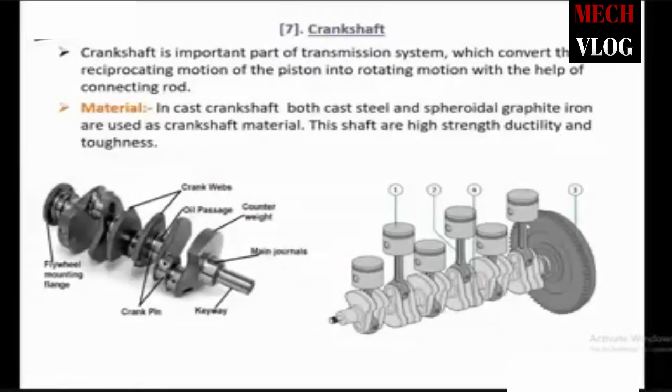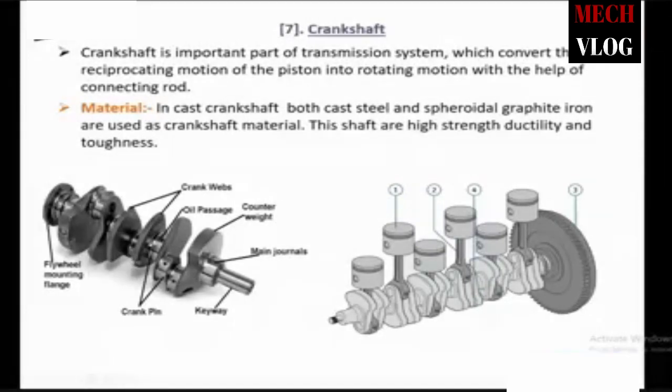The next one is the crankshaft. The main purpose of the crankshaft is to convert the reciprocating movement into corresponding rotary motion. So we need rotary motion. Okay. For that we use the crankshaft. The crankshaft is an important part of the transmission system which converts the reciprocating motion of the piston into rotary motion, with the help of the connecting rod. In the image, one shows the piston, two shows the connecting rod, three shows the flywheel where the energy is stored, and the fourth shows the crankshaft.